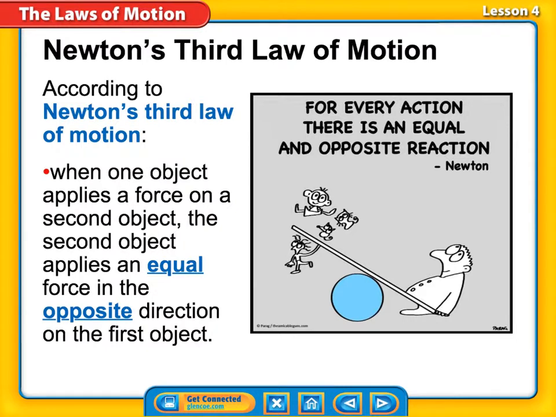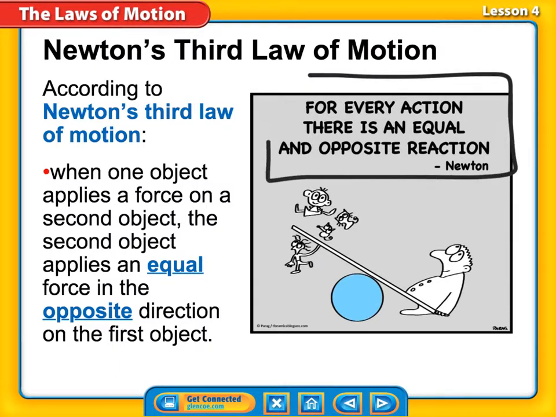So, Newton's third law of motion is often said as, for every action, there's an equal and opposite reaction. Now, this can be a little bit deceptive because it's not, somebody pokes you and you react. That's not action-reaction. We're talking about force pairs that act together in the motion of two different objects.